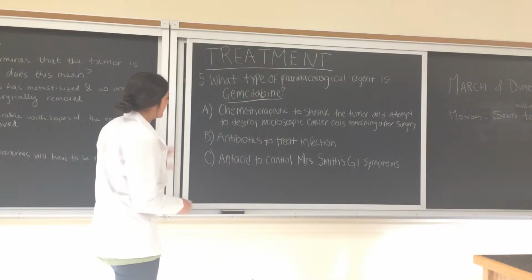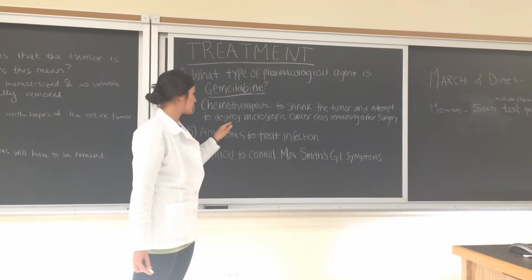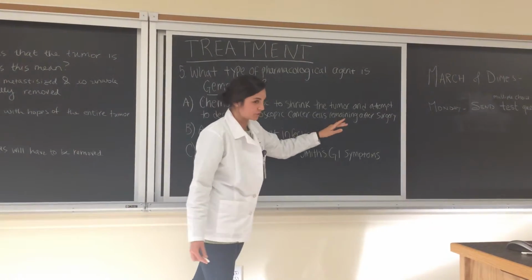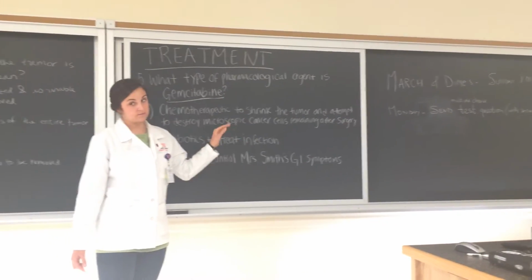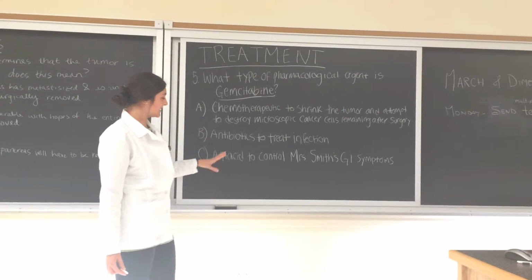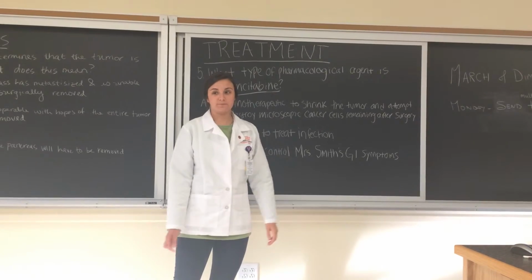Let's figure it out. A is a chemotherapeutic agent used to shrink the tumor and attempt to destroy microscopic cancer cells remaining after surgery. B is an antibiotic used to treat an infection. Or C is an antacid to control Mrs. Smith's GI symptoms. What's the answer, y'all? I said A, chemotherapeutic to shrink the tumor and attempt to destroy microscopic cancer cells remaining after surgery.